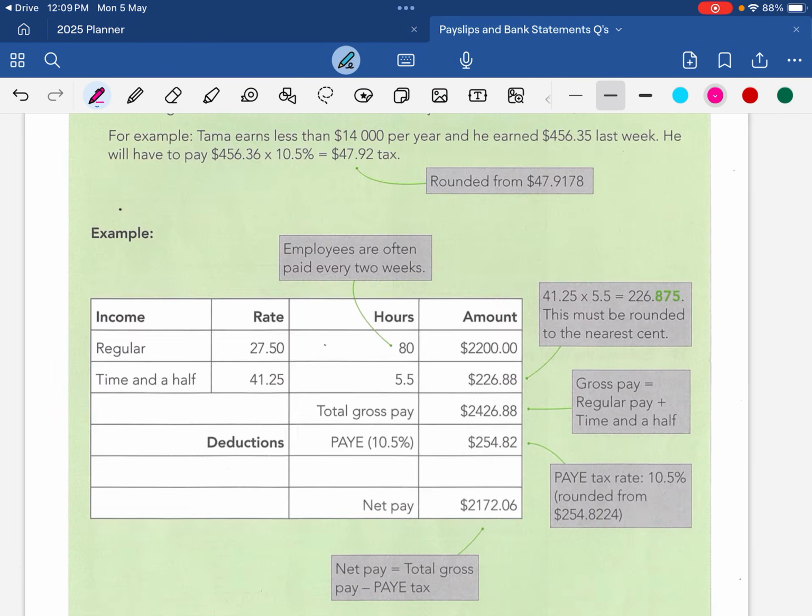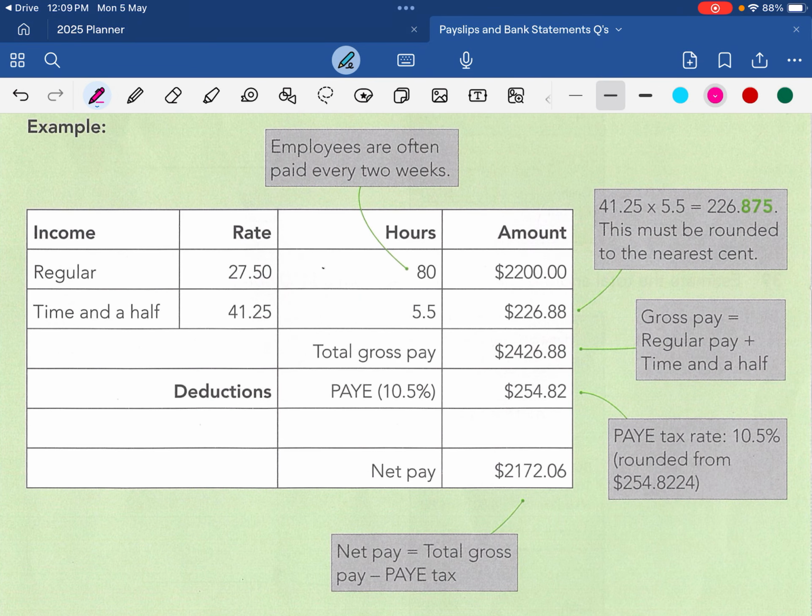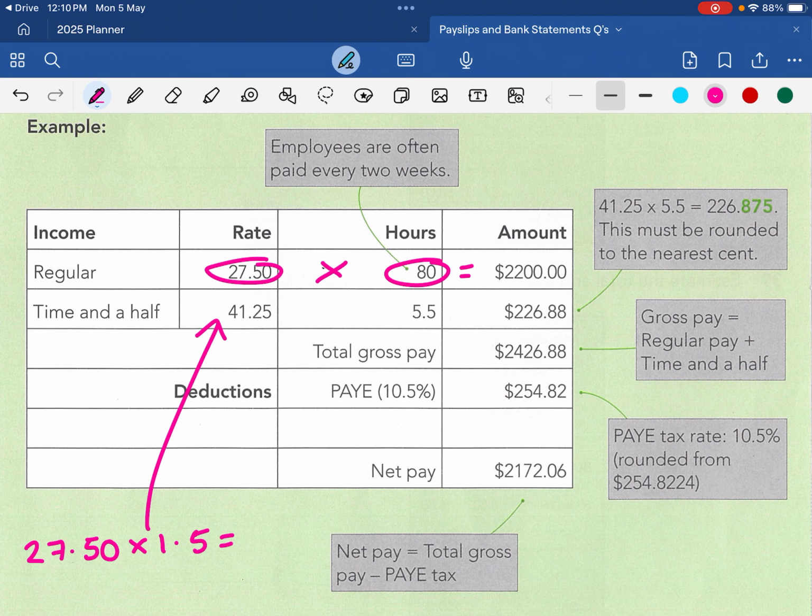If I'm looking at this other example pay set that we've got down the bottom here, so you've got income regular, so the normal rate for this person is $27.50. They work 80 hours at that rate, so $27.50 times 80 gives you the $2,200. And then underneath they've got their time and a half rate. So how they've calculated that is they have done $27.50 and they have timesed by 1.5 to get $41.25. That's their new hourly rate.